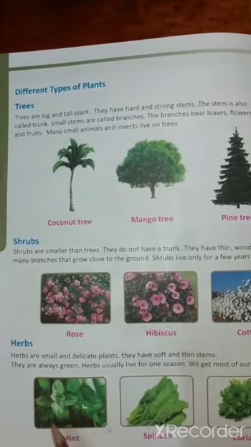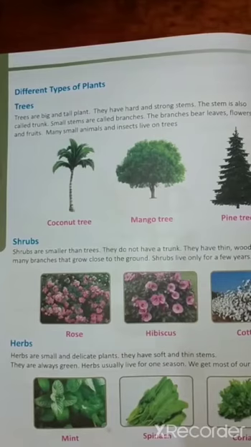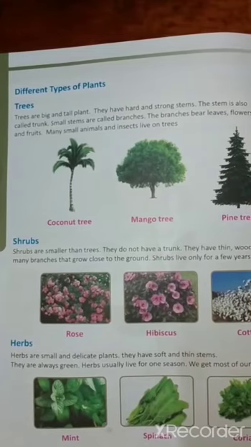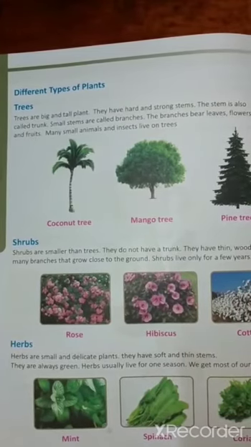So they are green in color and herbs usually live for one season. सिर्फ एक सीजन के लिए आती हैं, या तो विंटर हो सकता है, समर हो सकता है, ऑटम हो सकता है, या स्प्रिंग हो सकता है. And shrubs live for a few years and trees live for so many years. And we get most of our vegetables from the herbs.